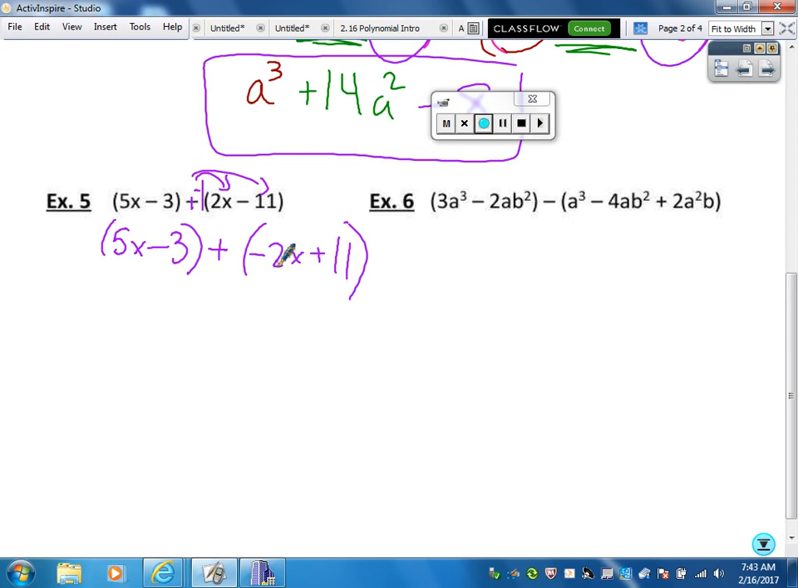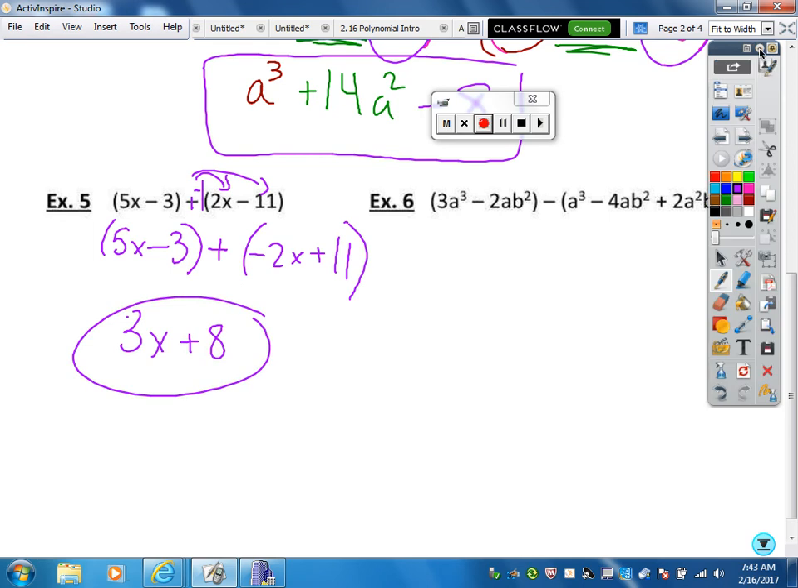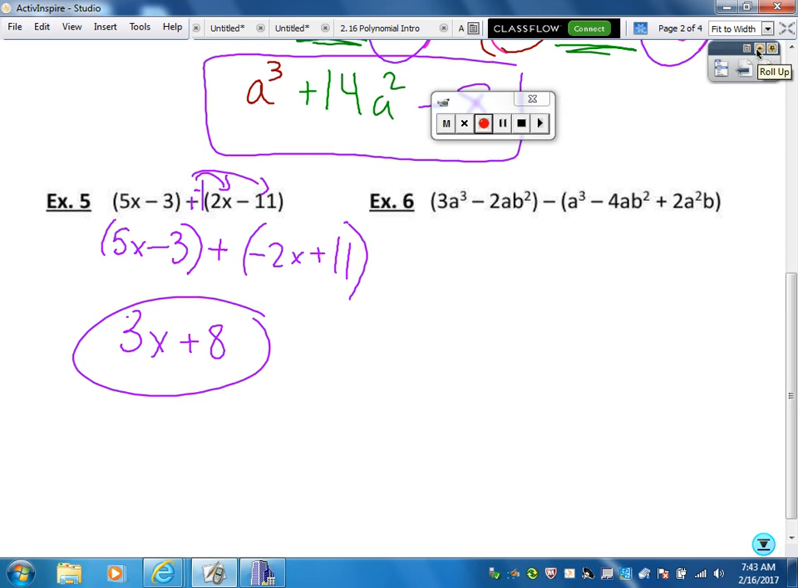So let's go ahead and add like terms. This is a nice short one. We've got 5x plus a negative 2x, that's 3x. I've got negative 3 plus 11, that's 8. And there you go. Alright, moving on. Remember, it has to have exactly the same variables and exactly the same exponents.